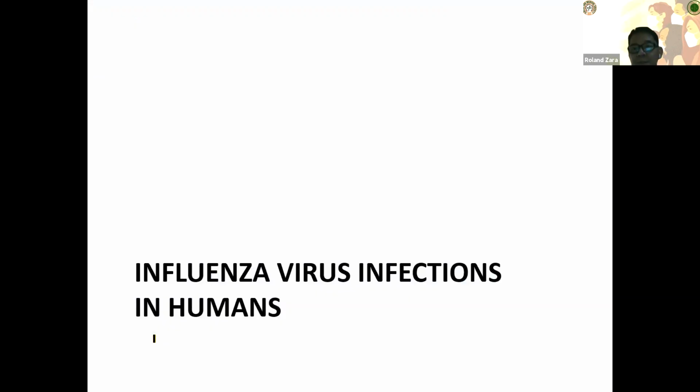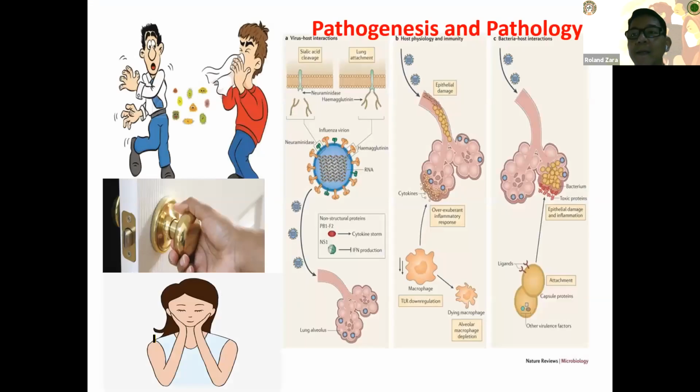Okay, let's move on to your influenza infections in humans. This influenza is usually transmitted through droplets or even airborne. When an infected person sneezes, a susceptible individual may acquire it through droplets or airborne, or through inanimate objects that are contaminated. When a person coughs, the virus gets onto a commonly touched doorknob, and when someone touches it and then touches his nose or eyes, it may enter.